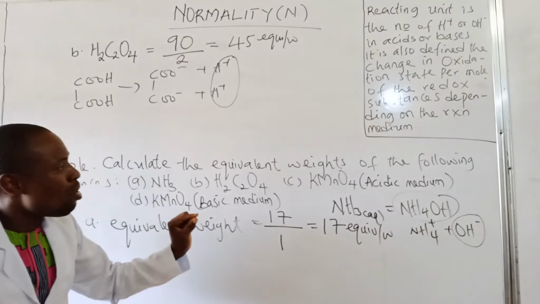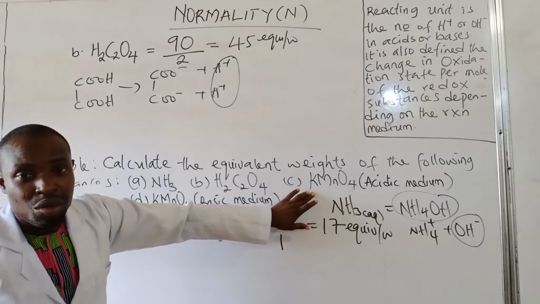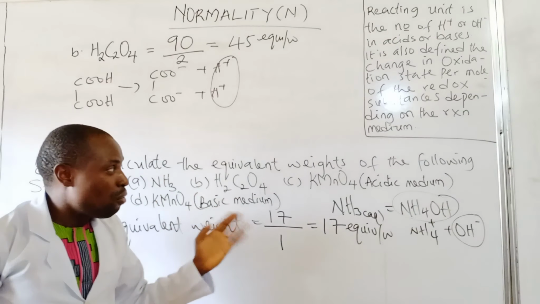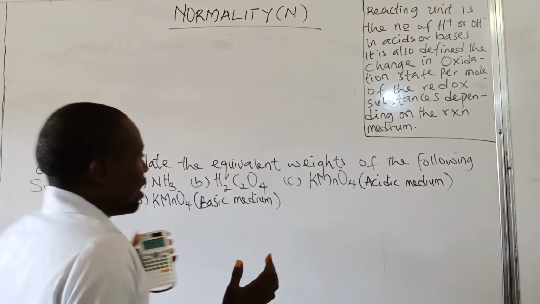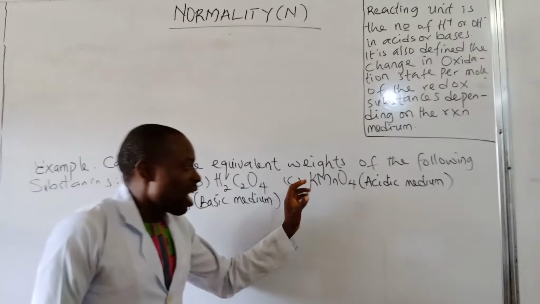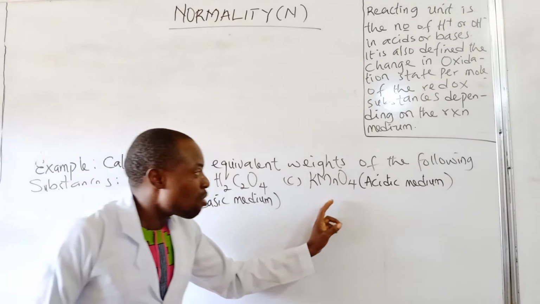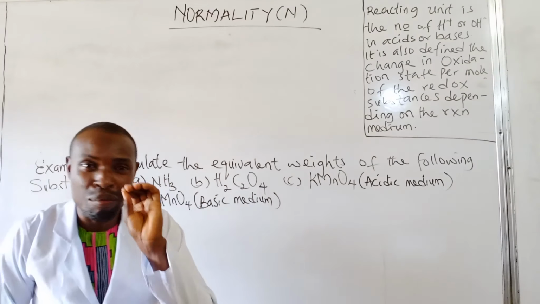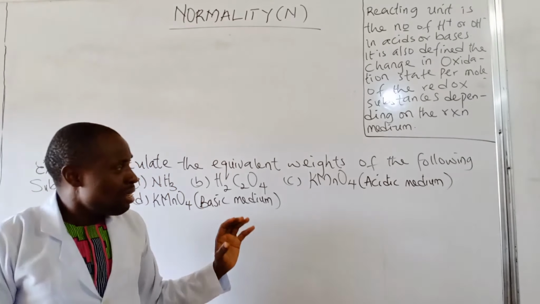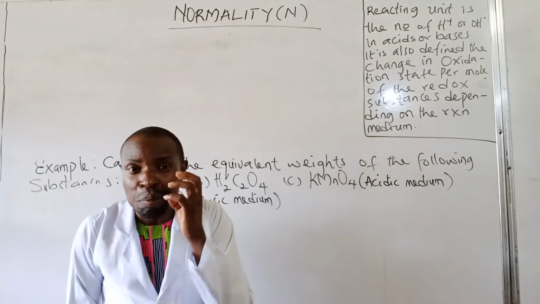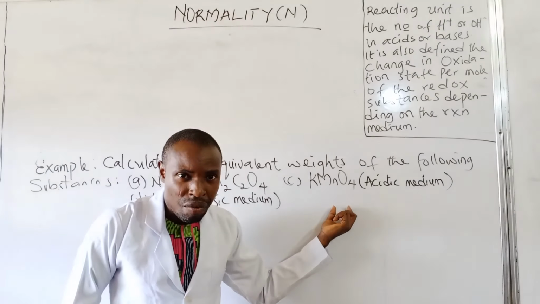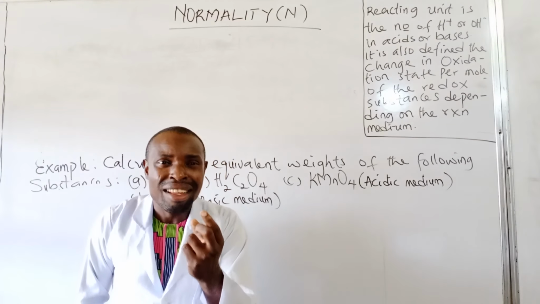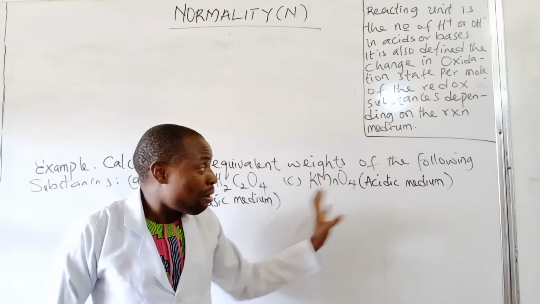Now, in example 3, we'll take our time to illustrate it, which is for potassium permanganate. So move to the next example. All right. So the next question is the equivalent weight of potassium permanganate in acidic medium. So please listen to how I'm going to explain this one for you, because this is a redox and a lot of students have been having issues with this particular area.